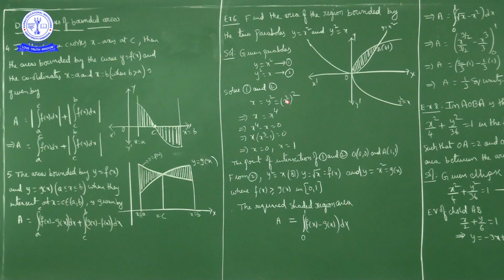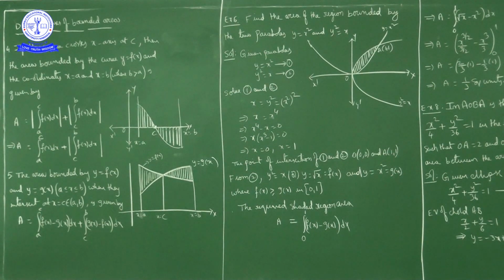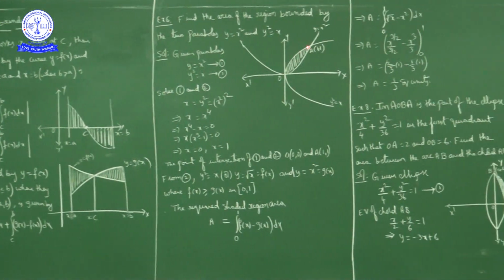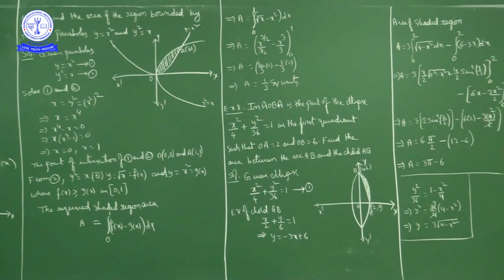For this we will solve these two. By solving 1 and 2, what did we get? X value 0 and x value 1. Now when x is 0, y is 0. When x is 1, y is 1. So the points of intersection of these two curves are 0, 0 and 1 comma 1. So this shaded region area is nothing but integral 0 to 1, upper curve minus lower curve.